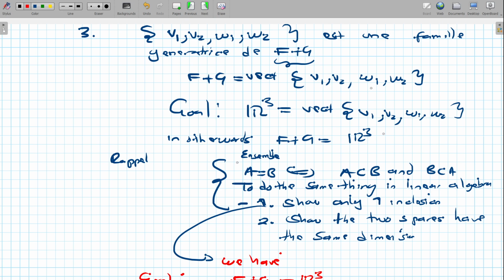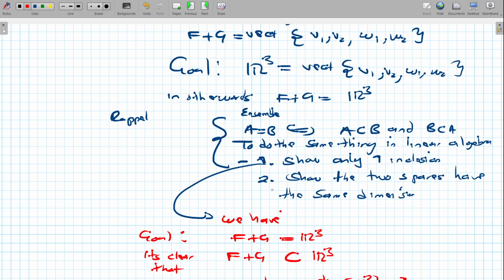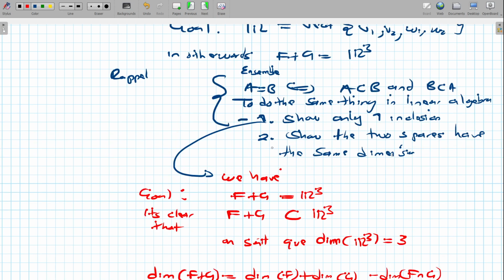Oh, in les ensembles, to show that two spaces or two sets are equal, we are supposed to show that the first set is included in the second one and that the second one is included in the first one. But we can do the same thing in linear algebra by first of all showing only one inclusion. Either we show that F plus G is included in R3 or that R3 is included in F plus G. And then for the second point, we have to show that the two spaces have the same dimension. The two spaces have the same what? Have the same dimension. That's what we have to do.